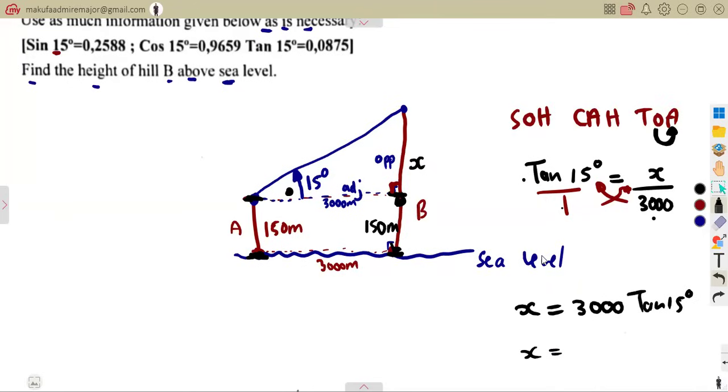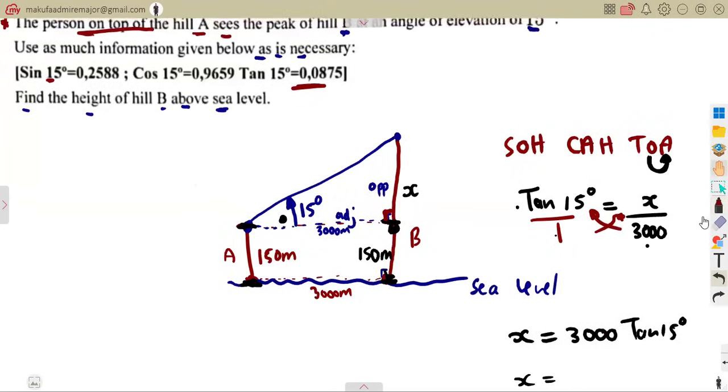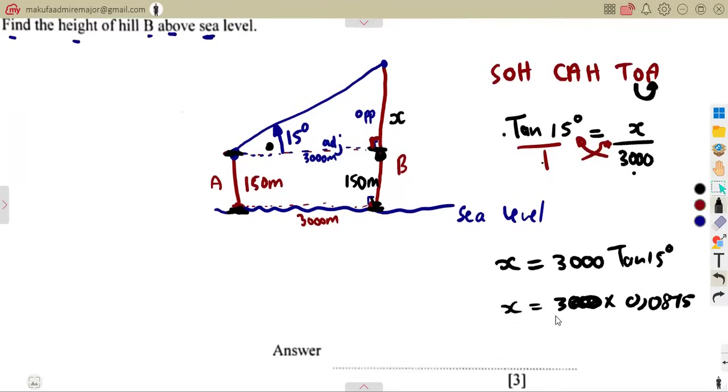So this part, that is why we are given these values for tan, cos, because they do know that you do not have a calculator. This is paper one. So you're going to use the value that you're given corresponding to tan 15 degrees. We have got its value corresponding direct. So that is going to be 3000 times 0,0875. All right. So make sure that you multiply properly. These are just zeros here. So you multiply by 3, then you consider the zeros at the end. Our X was going to be something like 262,5 in meters.